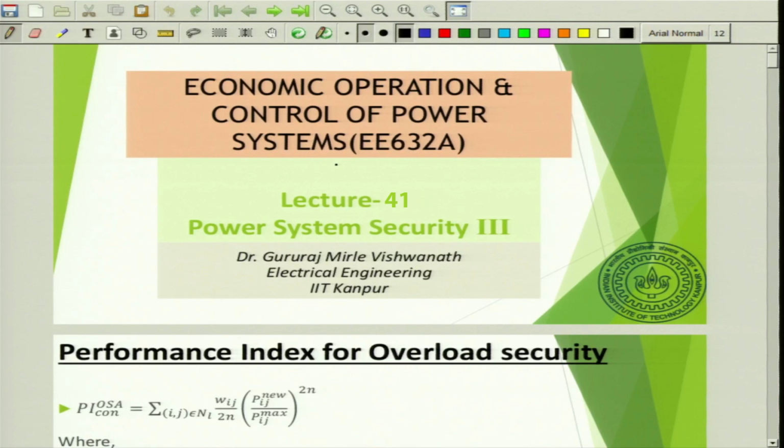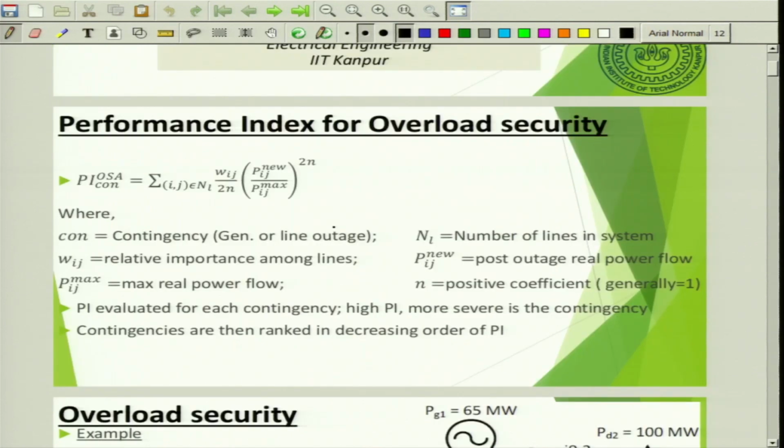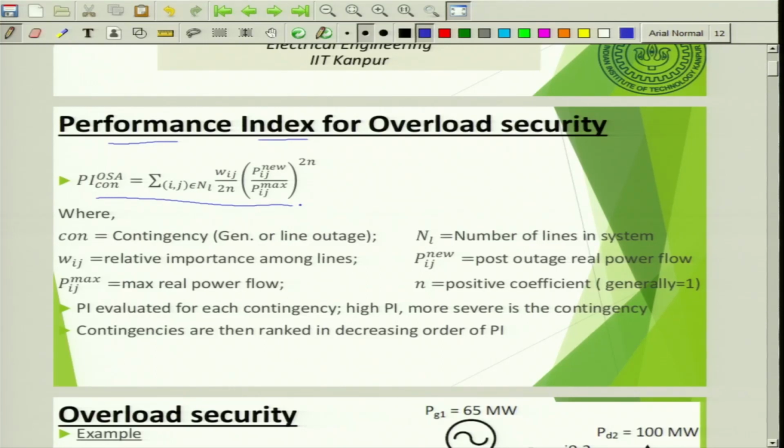We will continue our discussion with respect to power system security. So, there is a performance index that needs to be determined for every contingency study. This is a very important parameter to evaluate the intensity of any specific contingency. That is expressed as given here: the performance index for any outage.